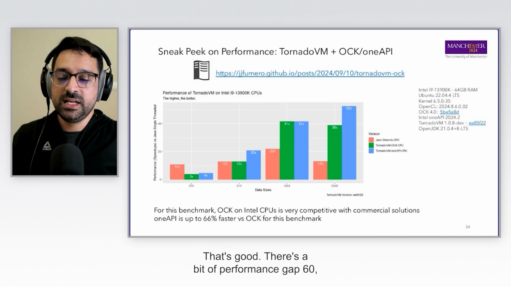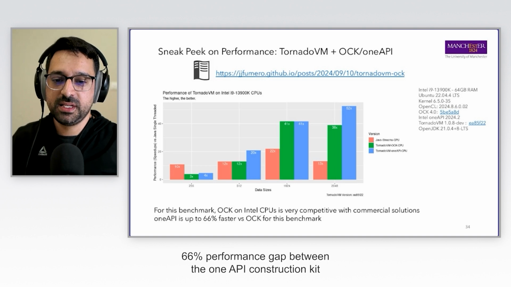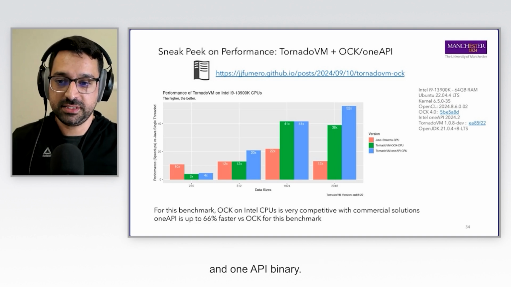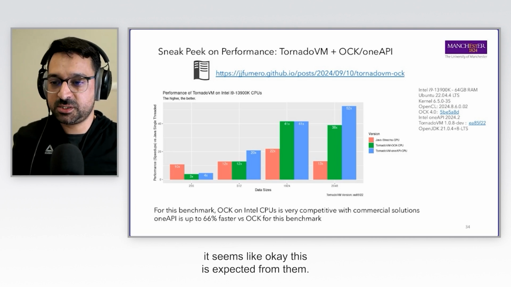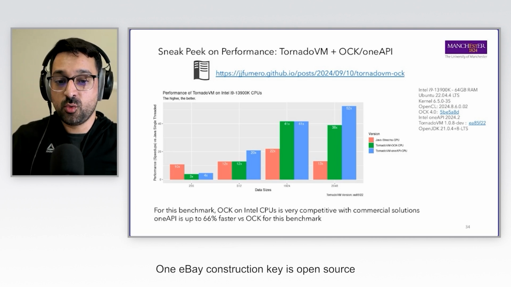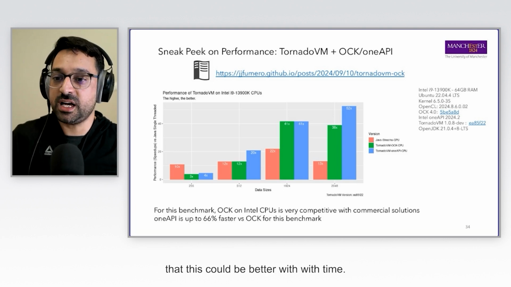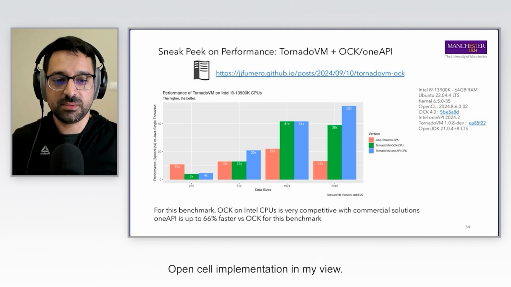That's good. There is a bit of a performance gap, a 66% performance gap between the oneAPI Construction Kit and the oneAPI binary. So I talked to Codeplay engineers. It seems like, okay, this is expected from them. The oneAPI Construction Kit is open source, and I honestly believe that this could get better with time. So it's a good approach to get into Tornado as a default OpenCL implementation, in my view.